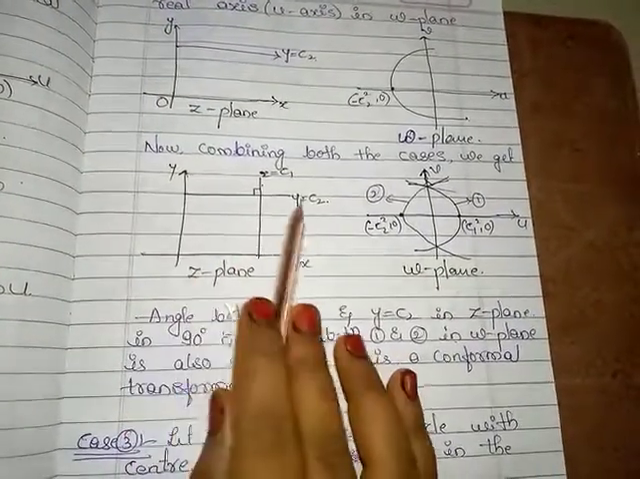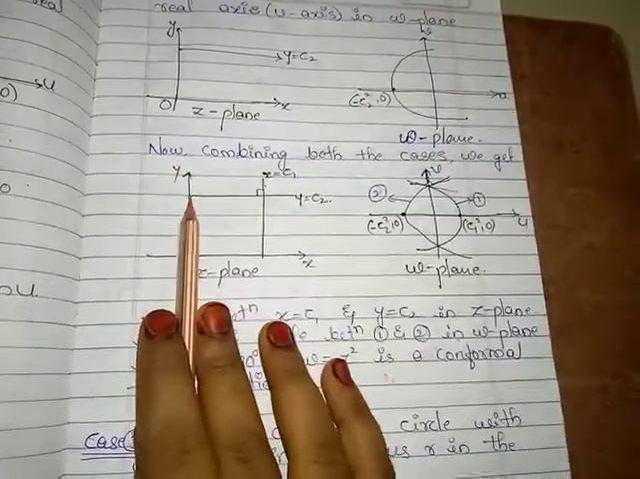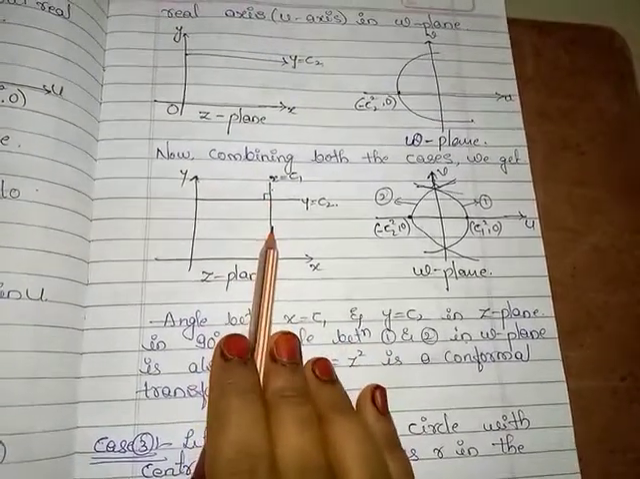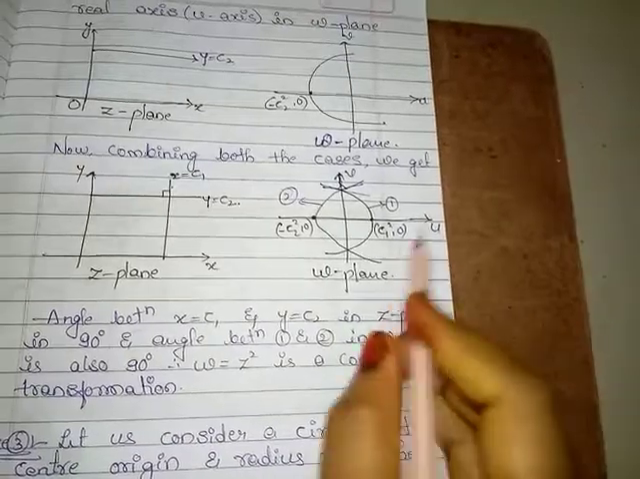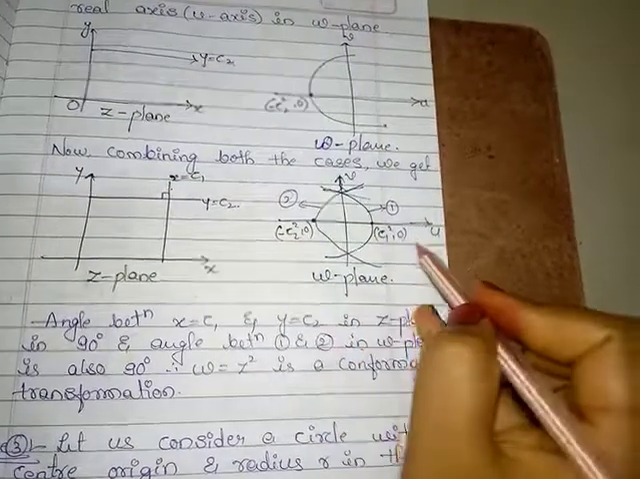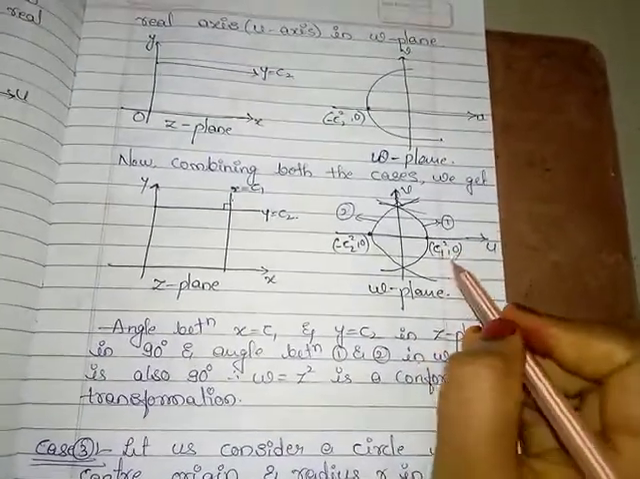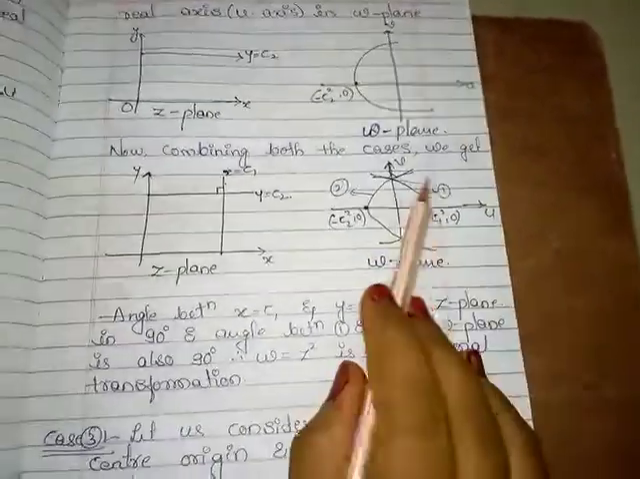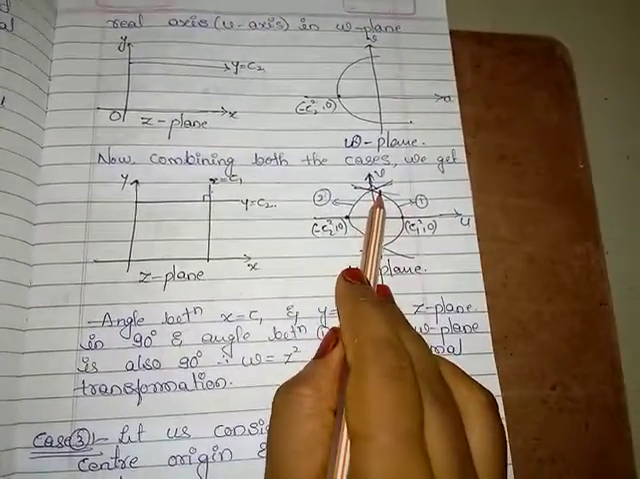See here, this is the first equation, x is equal to c1, which is parallel to the y axis, and this is the second case, y is equal to c2, which is parallel to x axis. Both these lines intersect at a point and form an angle of 90 degrees. And here in w plane this is the first parabola with vertex c1 square comma 0, and the second one is minus c2 square comma 0. Both the curves intersect at this point and form an angle of 90 degrees.